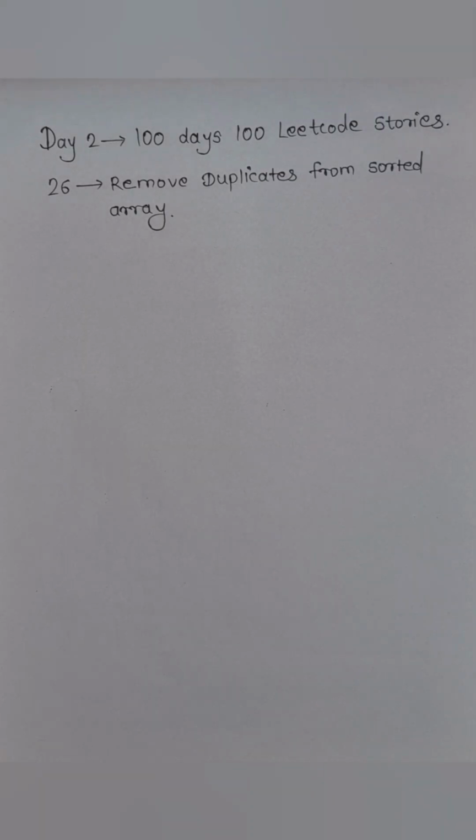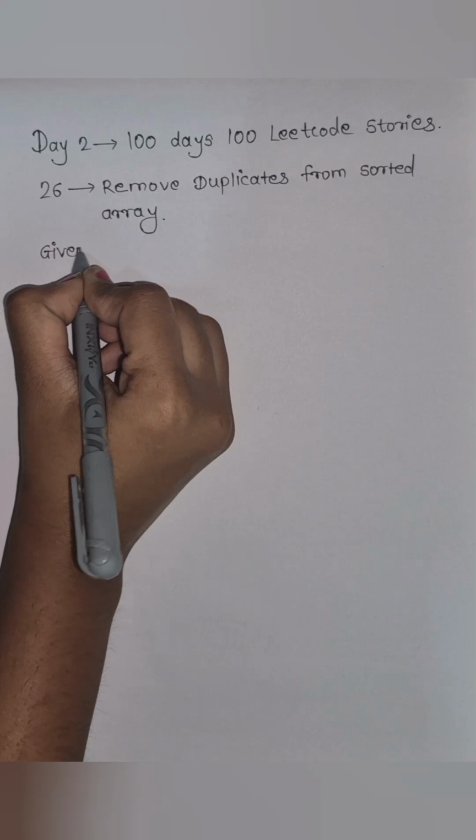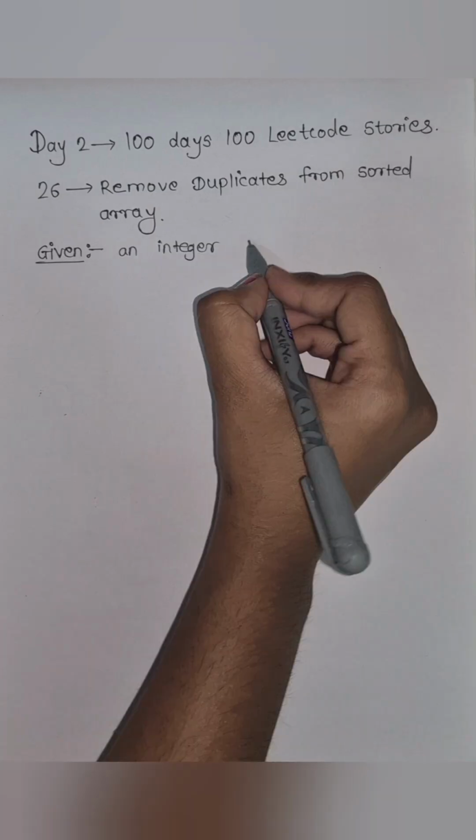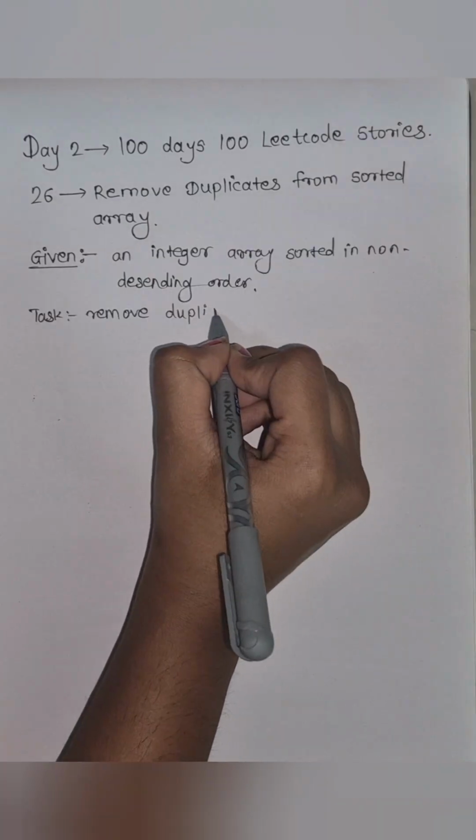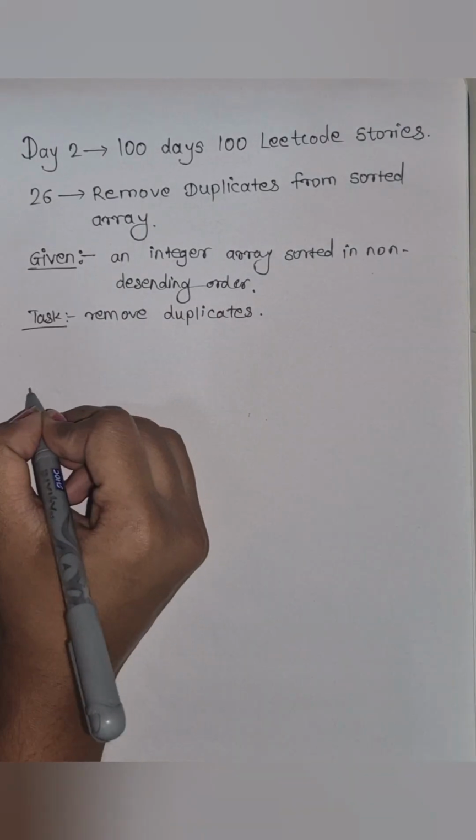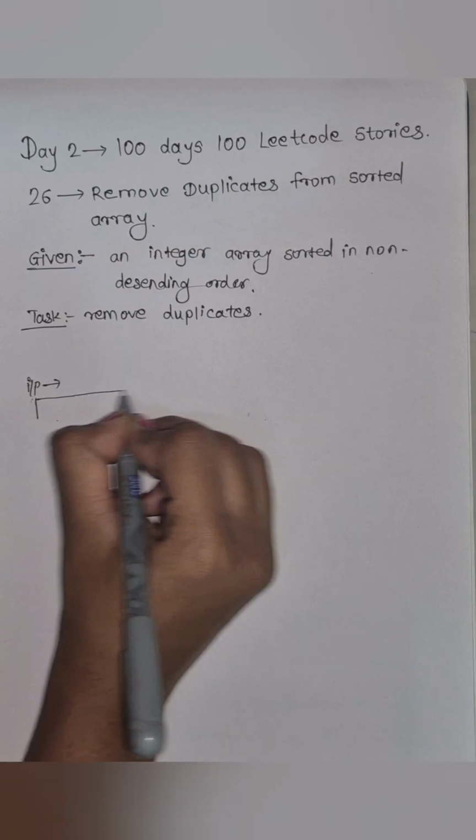And today we are going to solve LeetCode 26, which is Remove Duplicates from Sorted Array. Given will be an integer array sorted in non-descending order. The task is to remove the duplicates. So let's suppose this is the input.